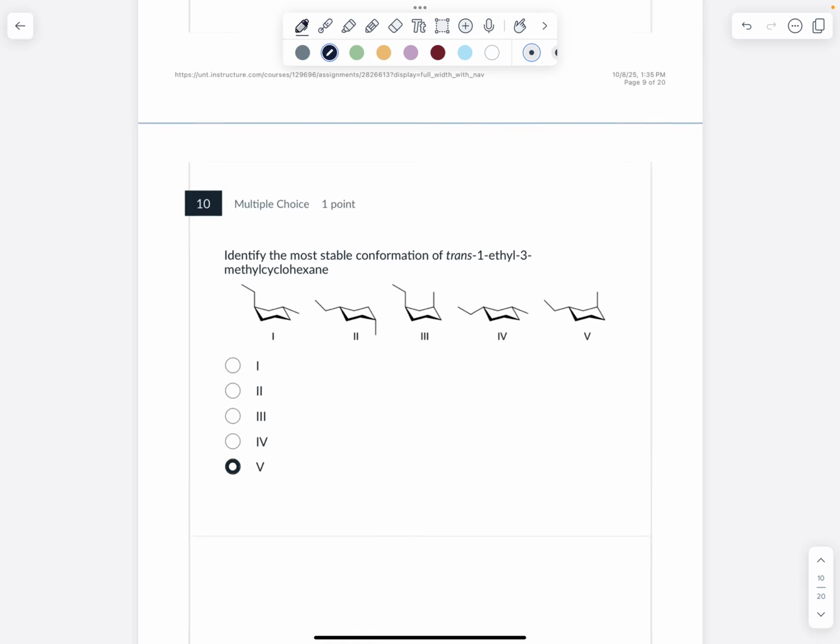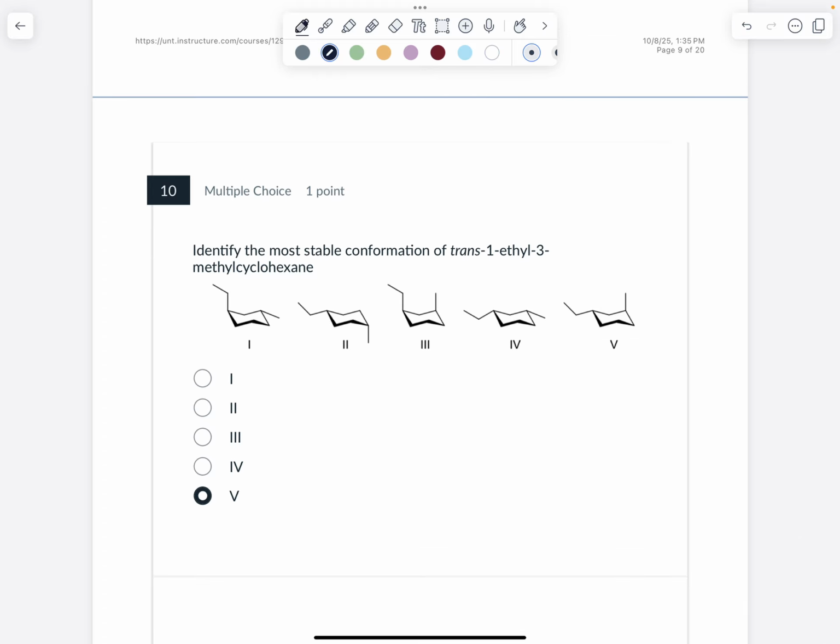All right, next question here. Identify the most stable conformation of trans-1-ethyl-3-methylcyclohexane. So when I'm thinking of trans and cis, I will usually draw the cyclohexane chair out and think about which one is axial versus equatorial because it alternates: axial, equatorial, axial, equatorial. So we have 1-ethyl, 3-methyl. Ethyl is the bigger group than methyl, so I'm going to try to put ethyl equatorial.